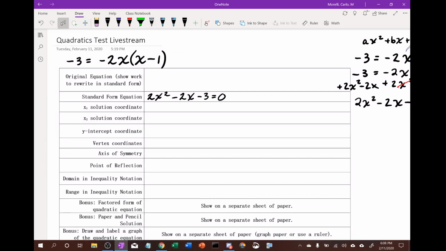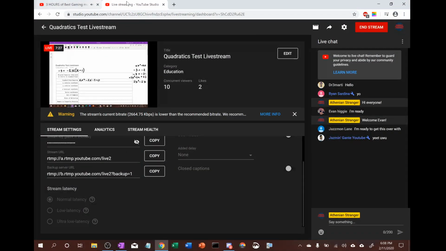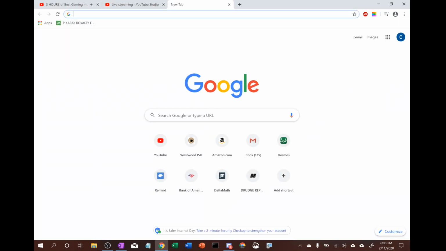If you're going to end up doing this by hand, you should go ahead in the standard form equation line and write A equals 2, B equals -2, C equals -3. All right. If you're not going to do the bonus questions, you don't have to do that. Now let's get this thing into Desmos and get it done.